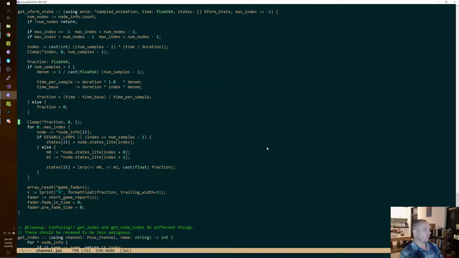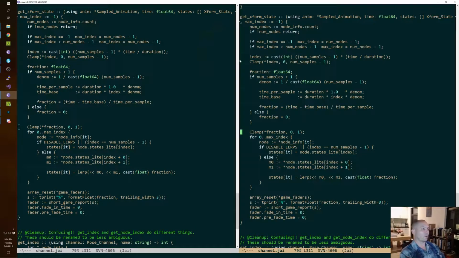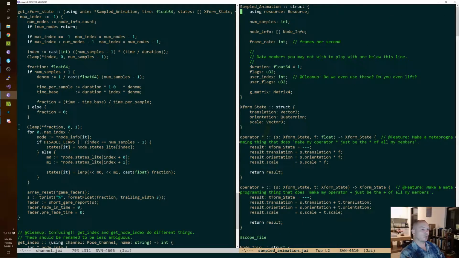Here this is sort of the loop that interpolates between frames. We have this thing called getXFormState, and XFormState is a struct. We can go look at that for a second. That is in sample animation. So it's just very simple. It's got the state of that node factored into a translation, an orientation, and a scale, right? So eventually we multiply these things together to get a matrix. But in the meantime, we don't.